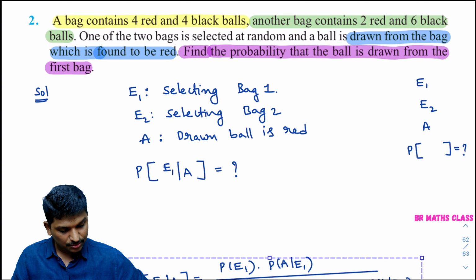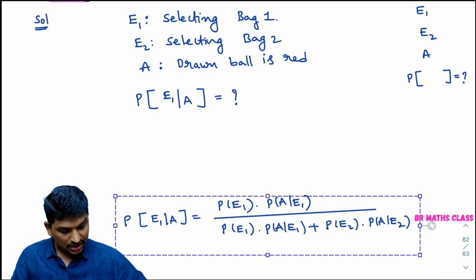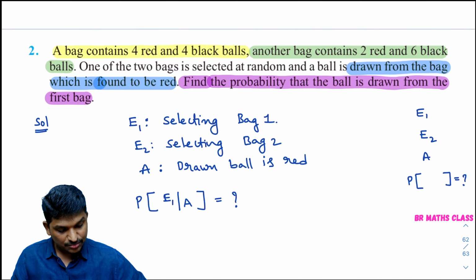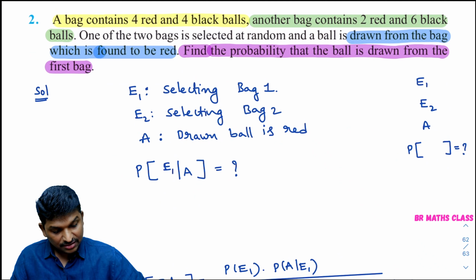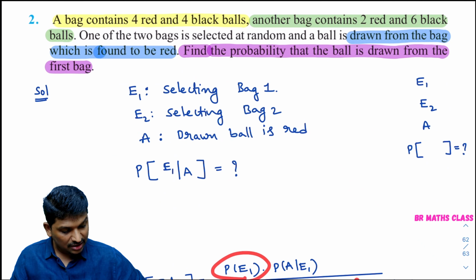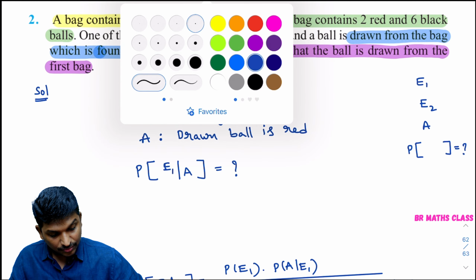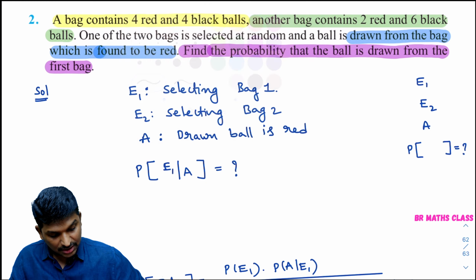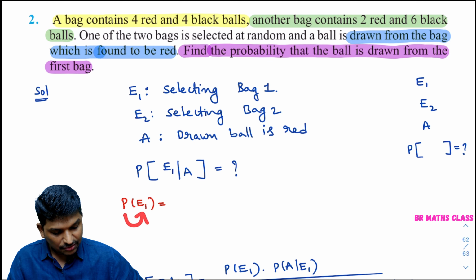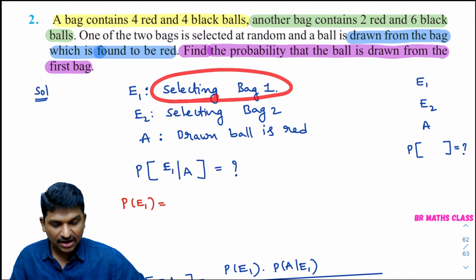Now, this is the formula. Before writing this formula, I need a few things. First one is probability of E1. See here, I need probability of E1, probability of E2. Okay, first probability of E1. What is probability of E1? E1 is what? Selecting bag 1.